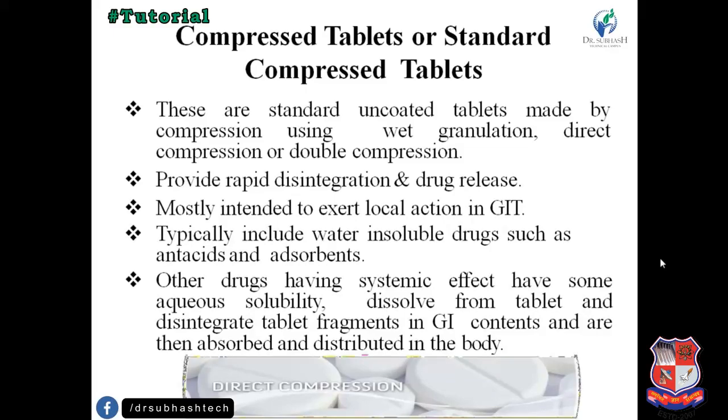Next one is compressed tablets or standard compressed tablets. These are standard uncoated tablets made by compression using the wet granulation method, direct compression method, or double compression method. Compressed tablets provide rapid disintegration and drug release. That means compressed tablets produce rapid breakdown of the dosage form and rapid drug release from the dosage form. Mostly intended to exert local action in the GI tract.